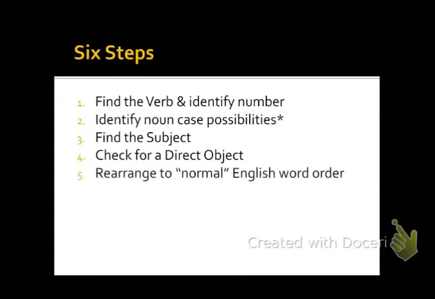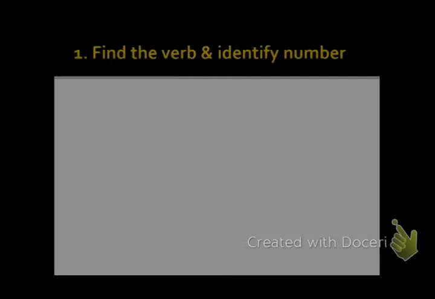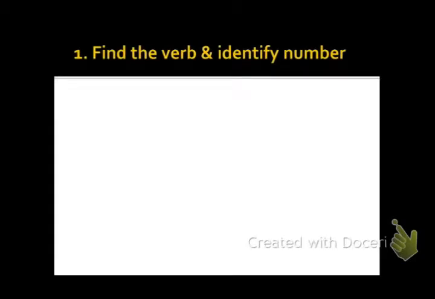Fifth, you rearrange the sentence to, quote, normal English word order. Normal meaning more basic, common, natural sounding English sentences, the order that they normally go in. And sixth, last step, is that you fill in the rest. The remaining words you have, you fill them in. Steps 2 and 6 have a star because they have sub-steps that you need to follow, but these are the 6 core steps.